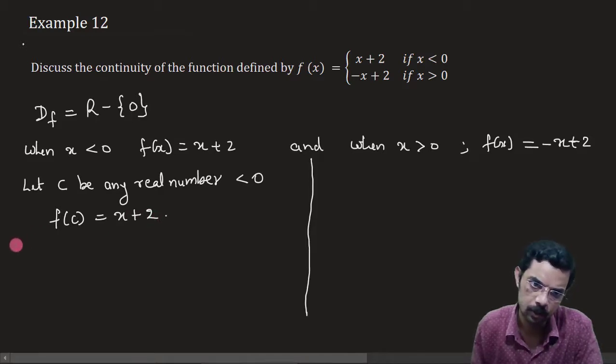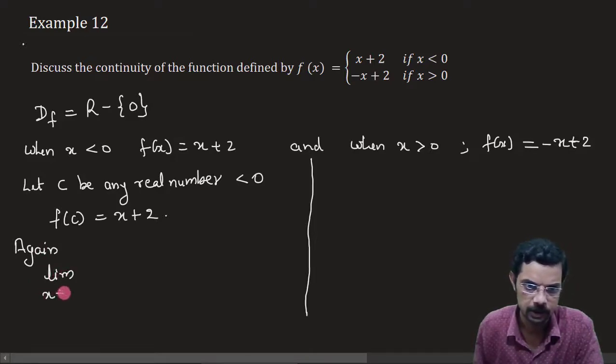Now again, let us try using the limits. Limit as x tends to c, as x approaches c both from the left and right, of any number. Say for example, c is equal to say minus 3 or something like that.